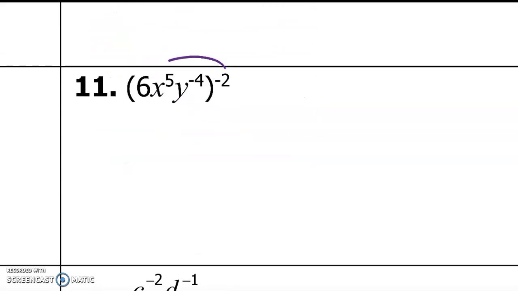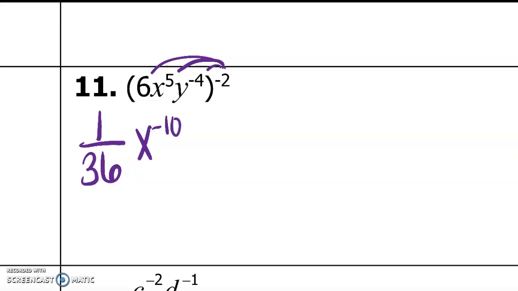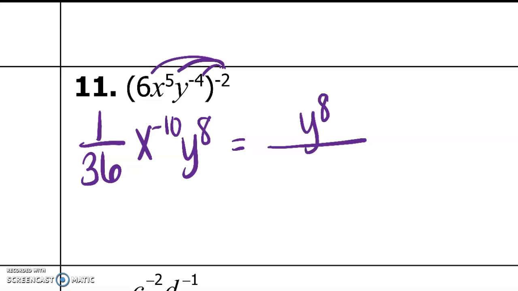Number 11, 6 to the negative 2 is 1 over 36. Again, it doesn't make it negative. 6 squared is 36, and then we need to make it 1 over 36. X to the negative 10, y to the positive 8. So again, write your fraction bar. The only thing that's on the top is y to the 8th. You can put a 1 there, but you don't need to, so I would prefer if you did not. 36 and x to the 10th would be on the bottom.